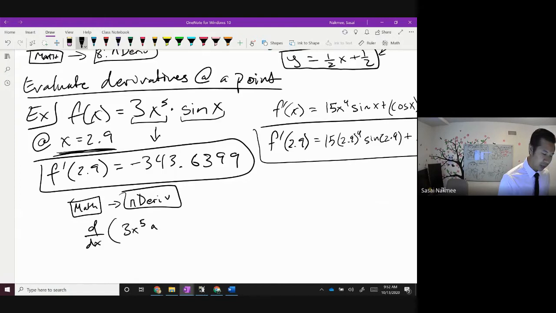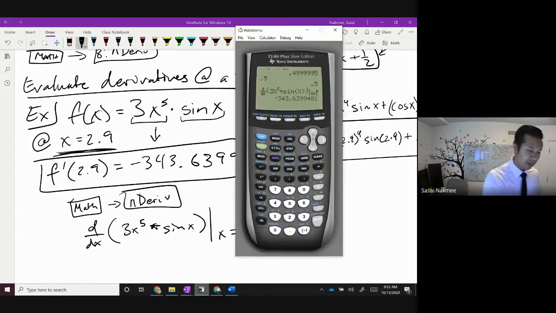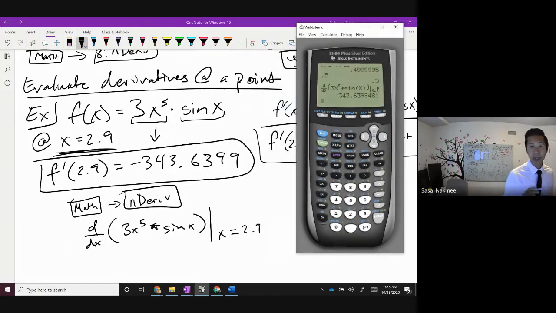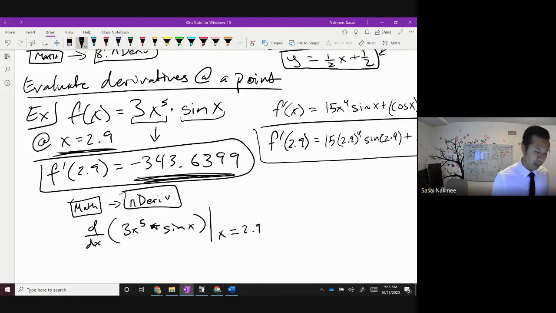And then I would actually write down on my test, hey, this is d dx of 3x to the fifth times sine x, evaluated at x equals 2.9. That's what I have on my calculator. That's what I would show in my work if I'm using the calculator to evaluate it at that point. Just to show that this is what I typed in, just in case I did something wrong, right? I can still get partial credit. So maybe I typed it in wrong, or maybe I did not get this number.